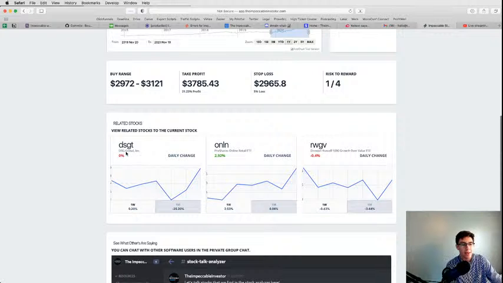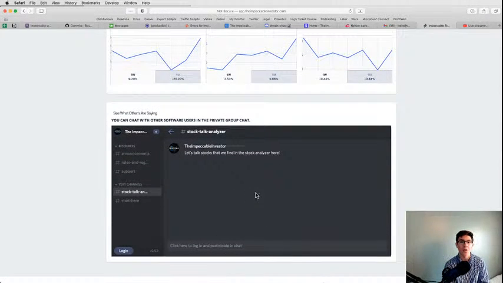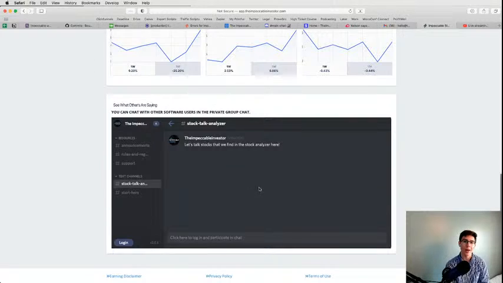So we have this stock here, this stock, this stock. These stocks are all in the same sector as Amazon and perform the same way. So if you want to see more about that stock, you just click on it and it takes you to the analyzer page for that stock. And you can also go here and chat with others about any stock you ever wanted to chat about.